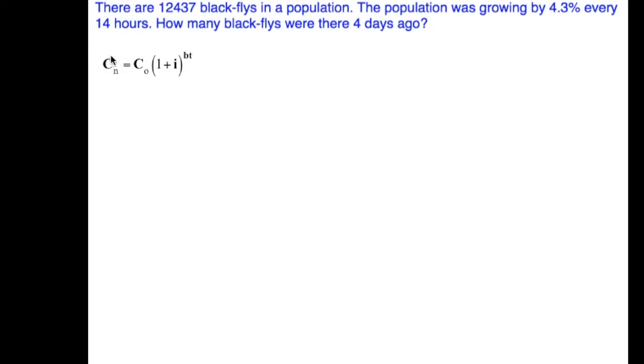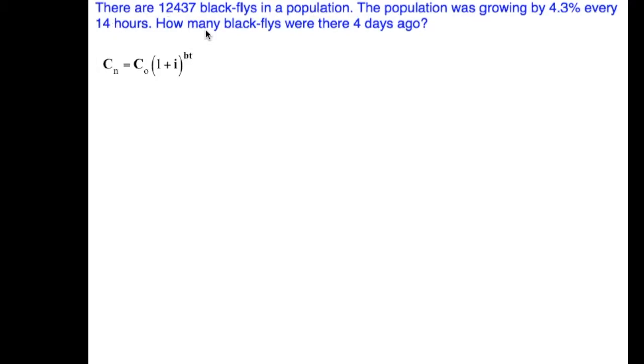Our growth function, C sub n, is equal to C sub 0 times (1 plus i) to the power of b times t. The i is the growth rate, 4.3%. The b is how many growth cycles you go through. B is 1 over the period, and the period is every 14 hours.